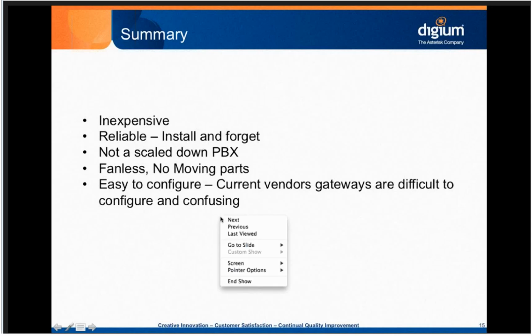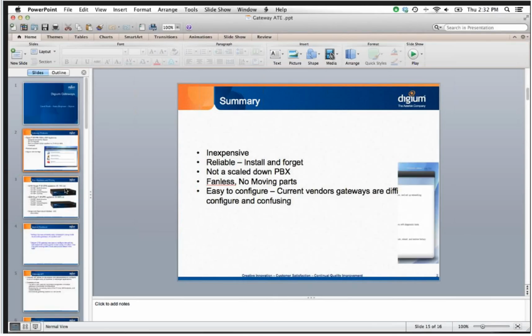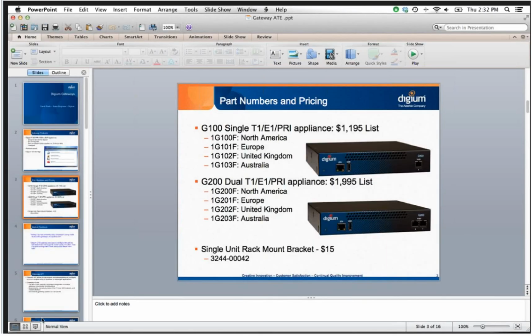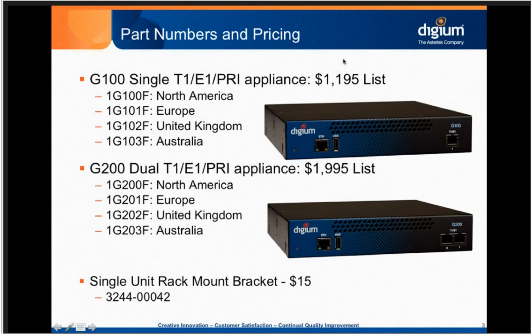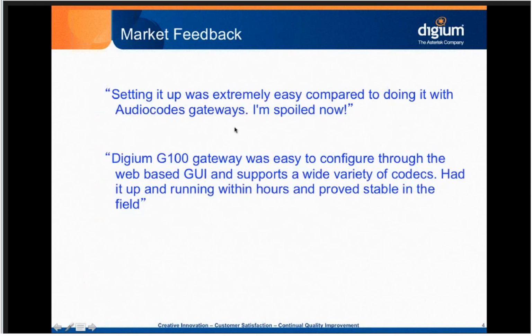What is the price point of the G100? Let me pull that up real quick. So the pricing is as follows. The G100 is $1,195 list, and the G200 is $1,995 list. And the rack mountable brackets will cost you $15 for a single unit.